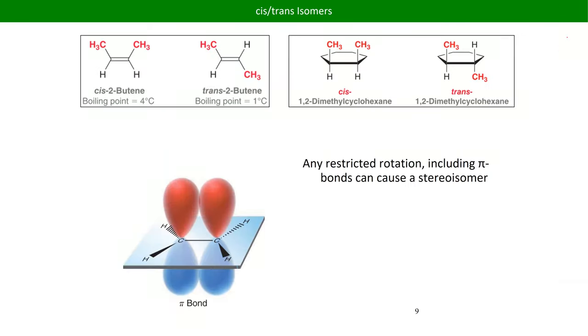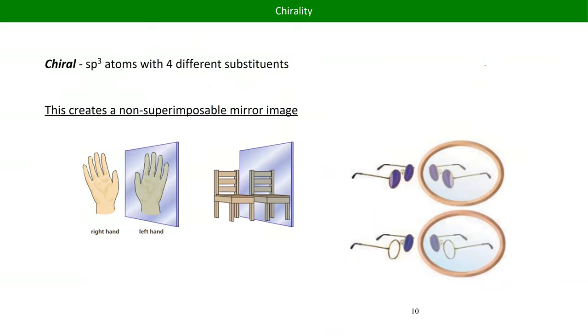All right, so this is just another view, remember, to demonstrate that the pi bond is a hindered rotation, but we already talked about that, so I'm just going to skip to the next one. The other way you can have a stereoisomer, other than a hindered rotation, is anytime you get a carbon, or an atom specifically, that has four different substituents. Anytime you can look at an atom and say it's got four different things attached to it, it is, and I believe this is the mathematical term, a chiral center. You also see the term an asymmetric carbon or an asymmetric atom.